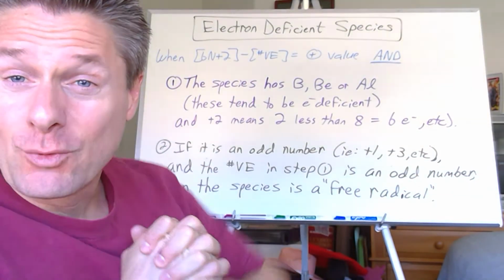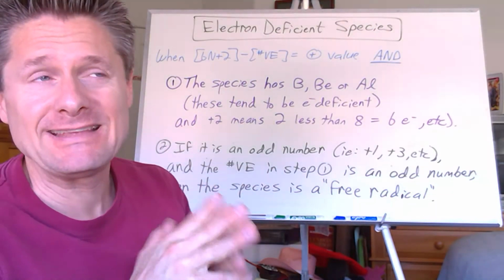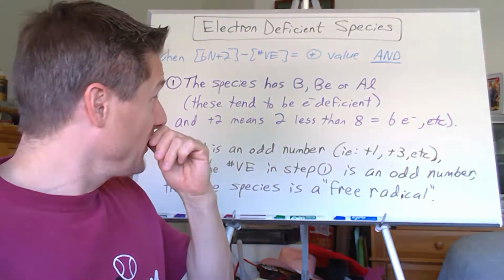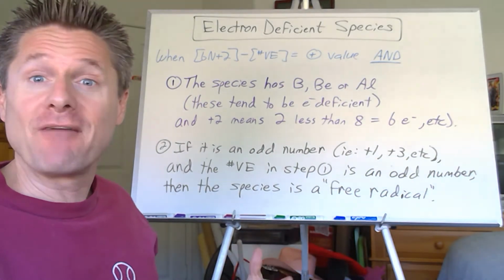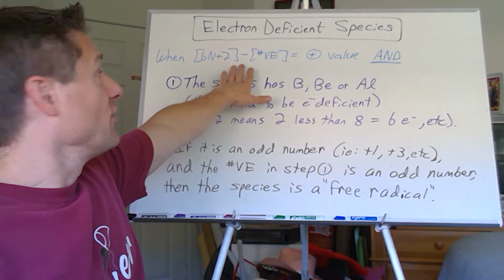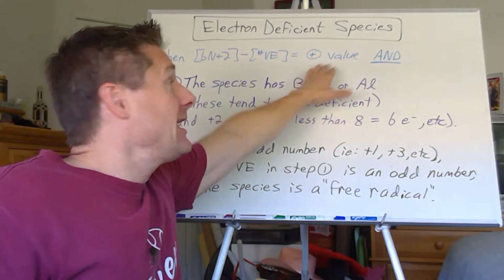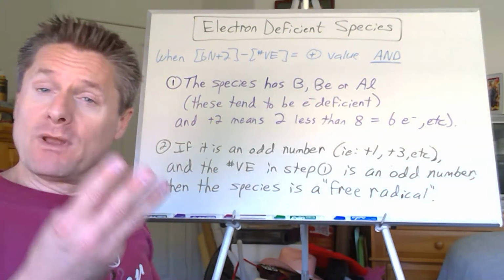Let's do something a little trickier. Electron deficient species. You're looking for the red flags, right? You don't get this very often, but these tend to be very, very reactive. They're not very happy, all right? So if you do step 2, 6n plus 2 minus number of valence electrons, and you get a positive value, remember that can be one of 3 things.